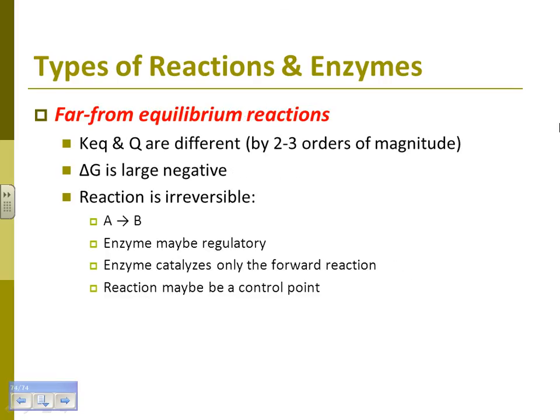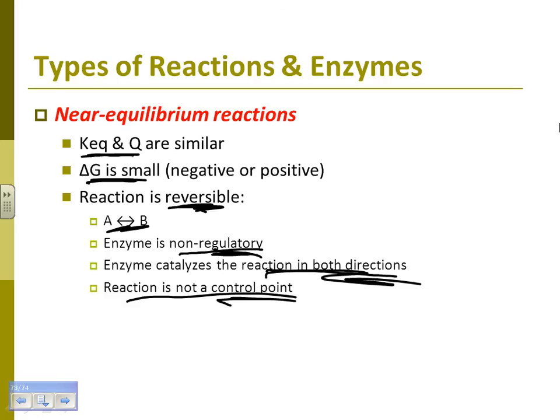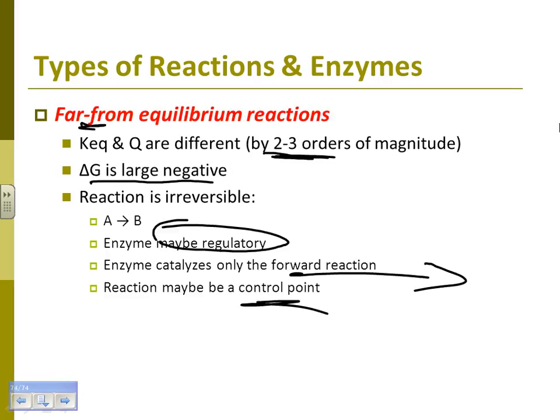KEQ and Q are very different, significantly, in the far from equilibrium reactions. Change in G is a large negative. The reaction is irreversible. It might be regulatory. Not all of them are. The reaction only goes forward, and it may be a control point. So for far from and near equilibrium reactions, if you know one of them, you kind of know the other. They're kind of opposite ends. And I think that's all I have for Unit 1.